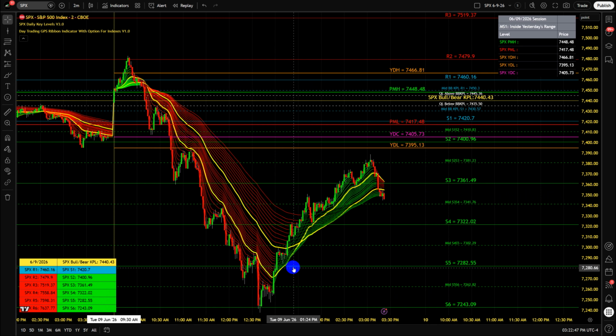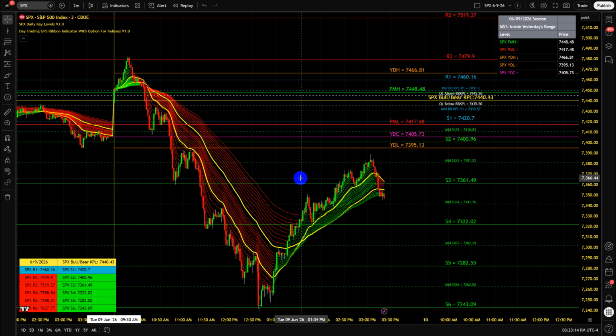But as you can see here, we did get a sharp turnaround on a dime here at the S6 level. And then you got a nice move back up where you finally had this close above the S4, and then you have the ribbon starting to separate from the base of the ribbon here. So if you wanted to take another trade off of the S4 level, then you got a move back up to mid S2, S3 here.